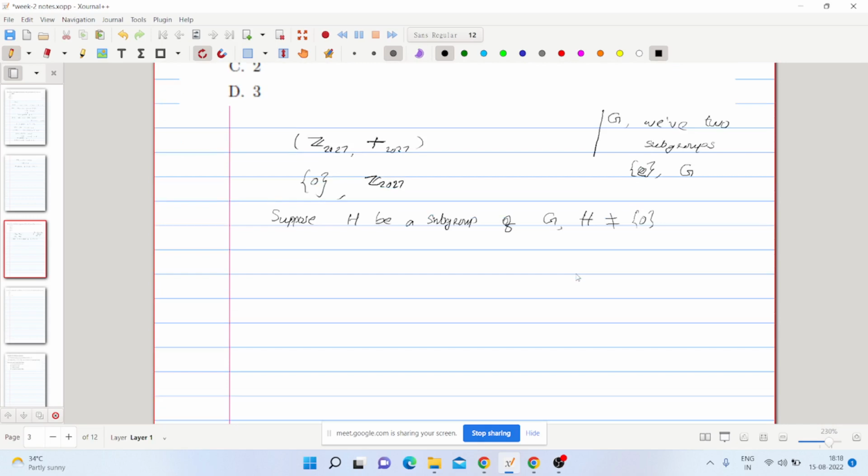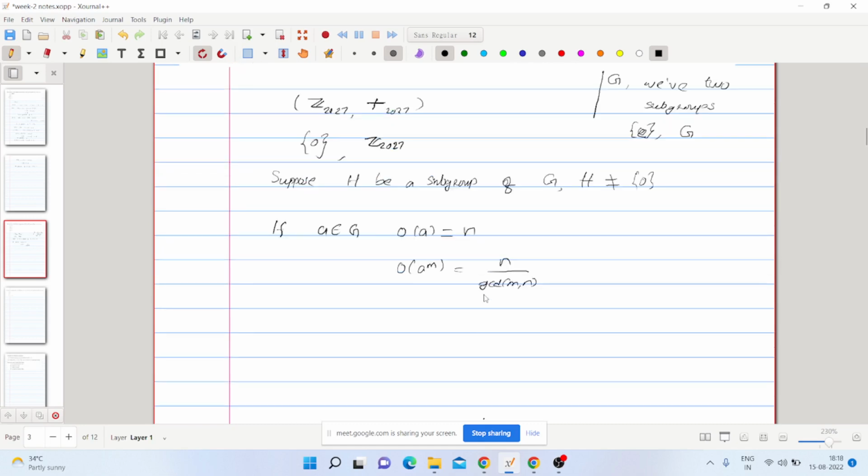Okay. So in the class, you have talked about, I think, if A is an element of a group G and the order of A equals n, then the order of A power m equals n by GCD of m and n. This you have seen already, right? In the class? Yes. Okay. Now we will go by this approach. This is for a general group.